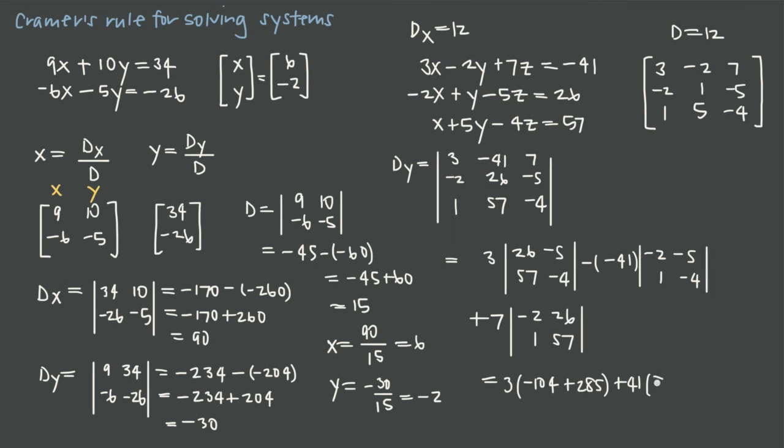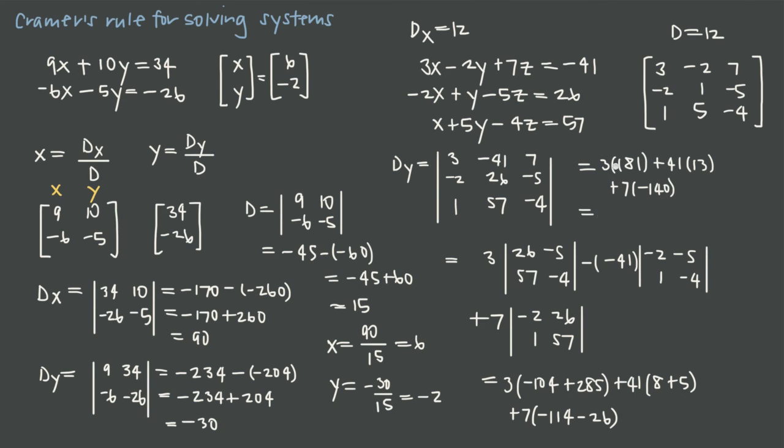Negative 2 times a negative 4 is a positive 8. Negative 5 times 1 is a negative 5, so we have minus a negative 5 or plus 5. And then we have plus 7 times negative 2 and 57 is a negative 114, and then minus 26. So if we go up here, negative 104 and 285 is 181, so 3 times 181. 8 plus 5 is 13, so 41 times 13. And then negative 114 and negative 26 is a negative 140, so plus 7 times negative 140.